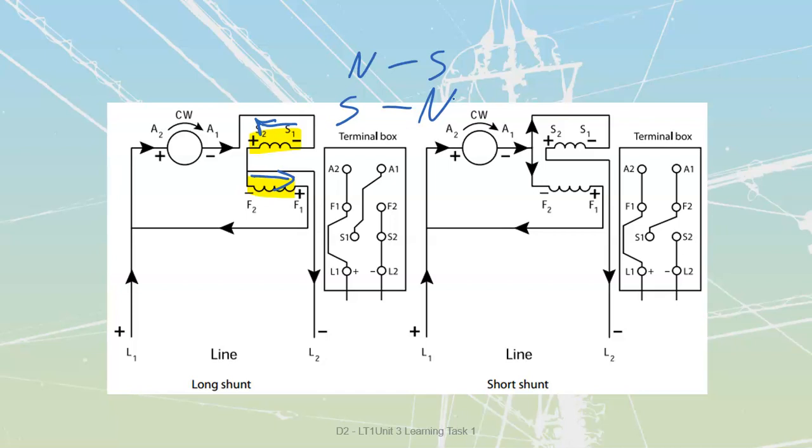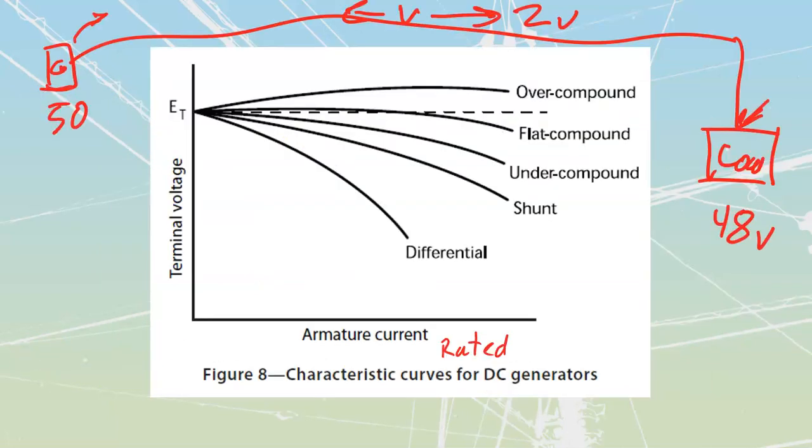If I go to my differential compound, and I've got a very large amount of series windings on it, as I load up, all of a sudden I'm going to get a reversing value of voltage that's going to be dropping away. And then we get to this one over here, which is my differential connection. The differential connection really only has one specialized use, and that's going to be welding.